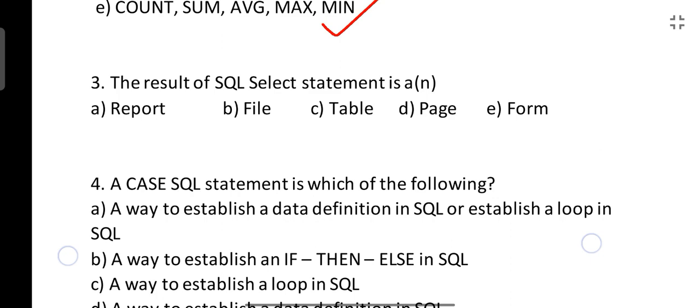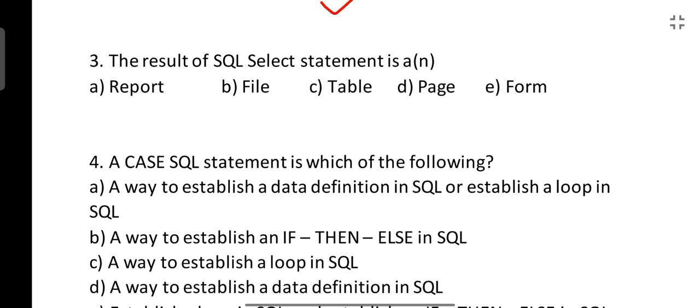Next question. The result of an SQL select statement is a report, file, table, page, or form. So the answer will be table. Whenever we write a select statement like select star from some table, or select column names from some table having some where conditions, we see the results are coming in the form of a table. So the answer will be table.